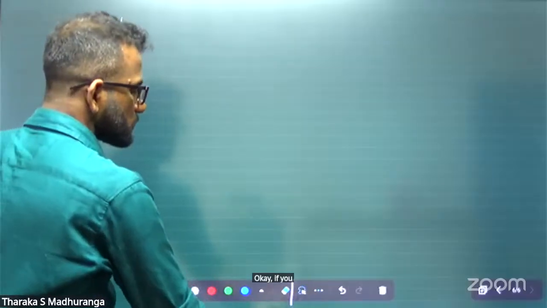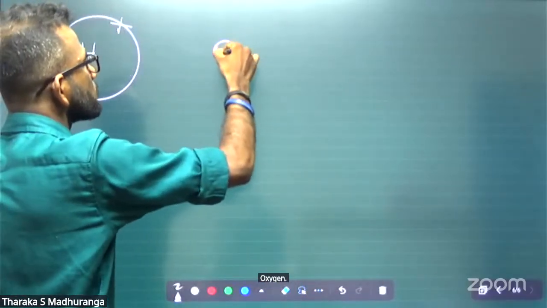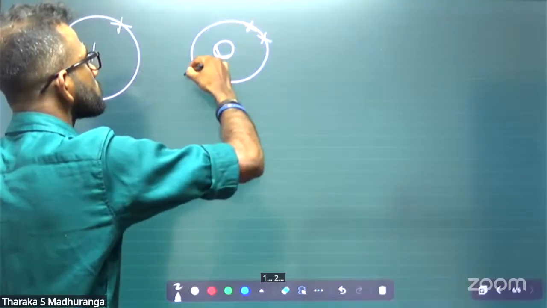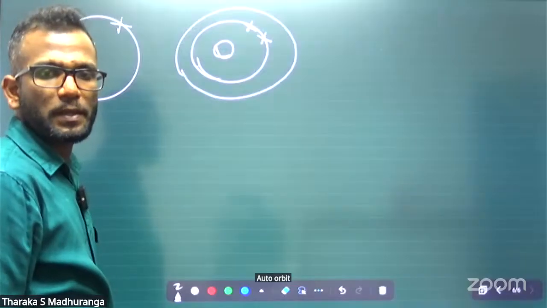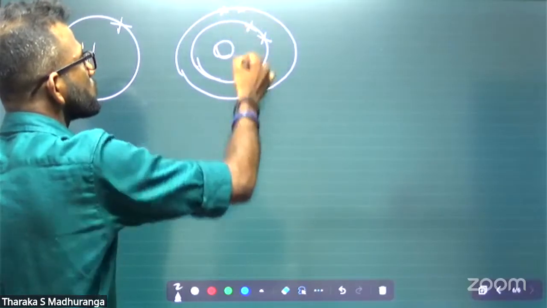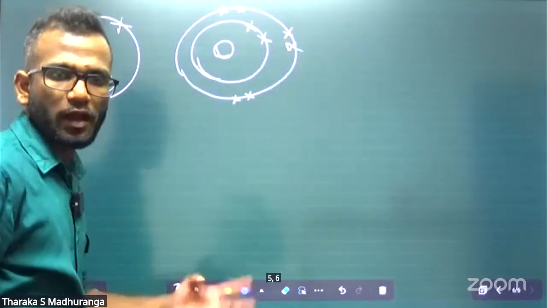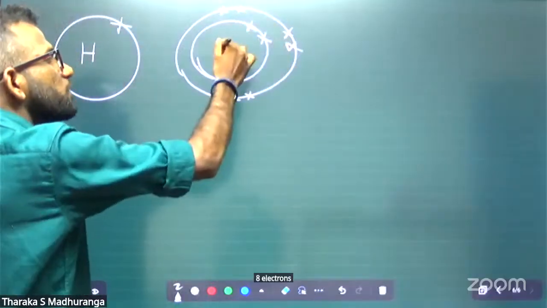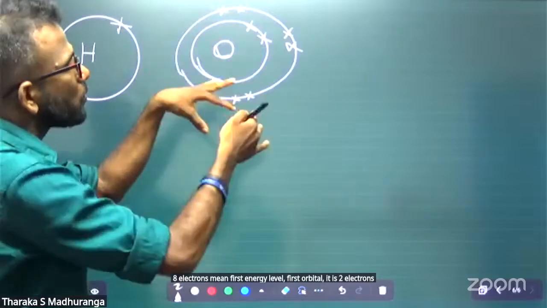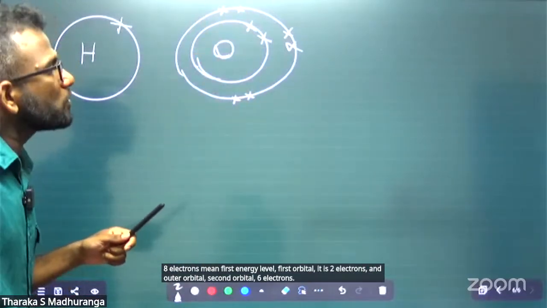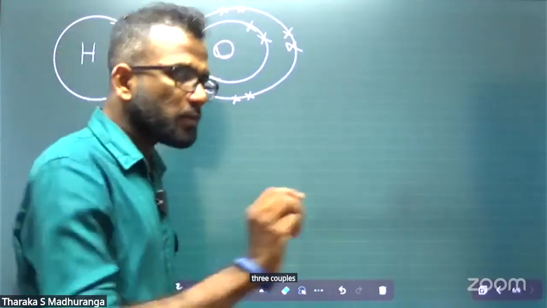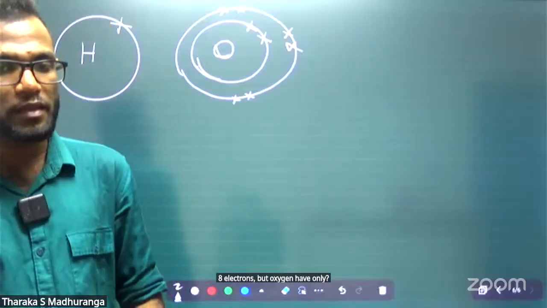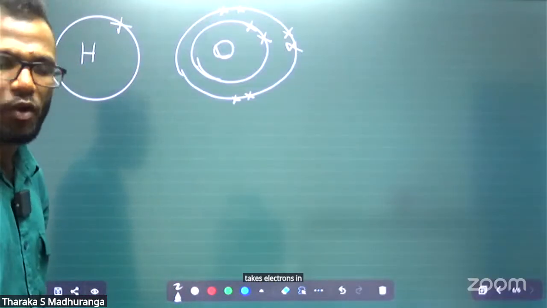Okay, if you take oxygen, how many electrons are in the outer orbitals? Hydrogen, helium, lithium, beryllium, boron, carbon, nitrogen, oxygen. Oxygen means 8 electrons. 8 electrons mean the first energy level, the first orbital, has 2 electrons, and the outer orbital, the second orbital, has 6 electrons. 6 electrons mean 3 couples. For a stable state, they need 4 couples, 8 electrons. But oxygen has only 6 electrons in the outer orbital. Orbital means energy level.